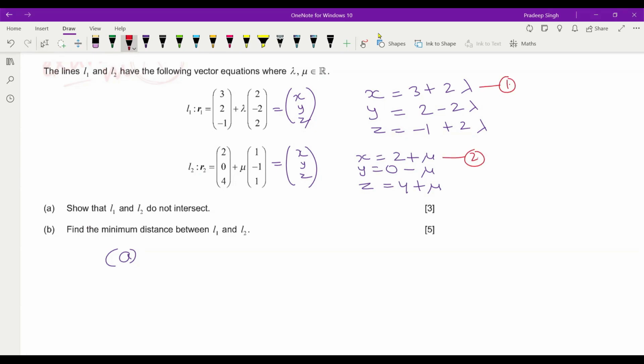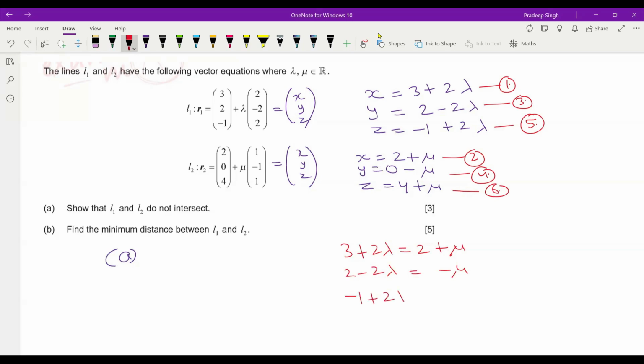Let's equate equations 1 and 2. So we'll get 3 plus 2 lambda equals 2 plus mu. And now let's equate the y equations, 3 and 4. If we equate equations 3 and 4, we'll get 2 minus 2 lambda equals minus mu. And let's write 5 and 6. So equating the z coordinates, which are equations 5 and 6, we get minus 1 plus 2 lambda equals 4 plus mu. Now let's try to solve these equations.